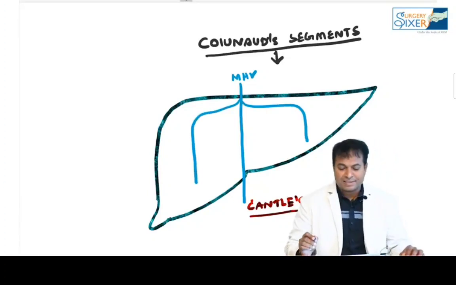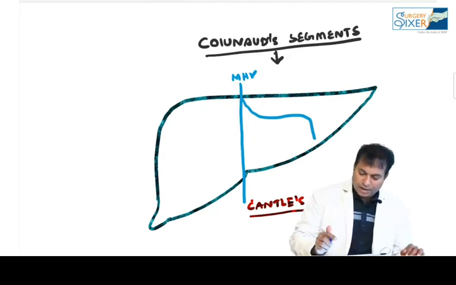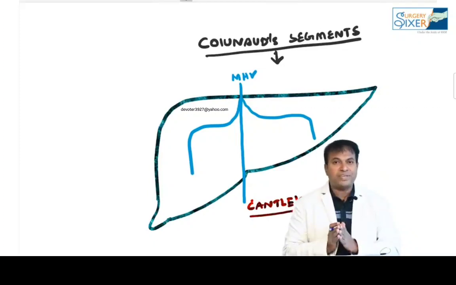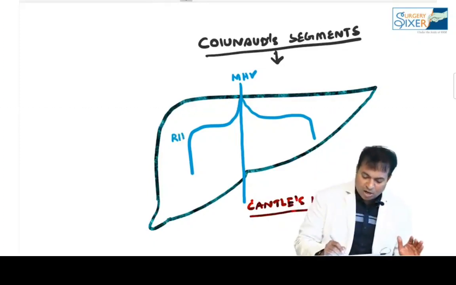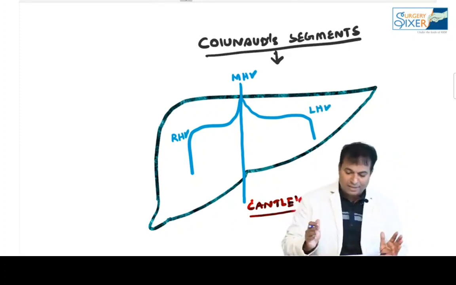This is another hepatic vein, the right hepatic vein, and this is the left hepatic vein, dividing the liver further. These fissures are known as major fissures: middle fissure, right fissure, left fissure. The hepatic veins run along the main fissures and divide the liver. Now into how many parts have we divided the liver? Into 4 parts. Please remember 4 parts.